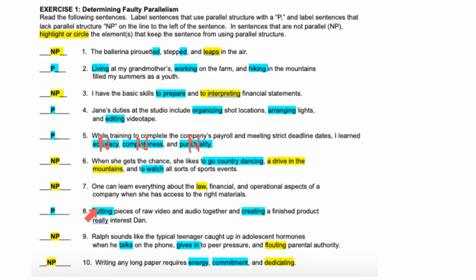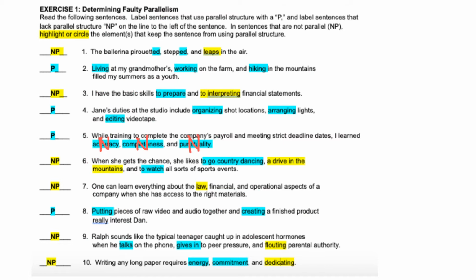And so as we bounce down to number 8, which also represents parallel structure or parallelism, we can see that the things that really interest Dan are two things: putting pieces of raw video and audio together and creating a finished product. And so these two words, once again, with the ing element of them, create parallel structure. So the blue in my key helps you to understand things that are parallel, I hope.